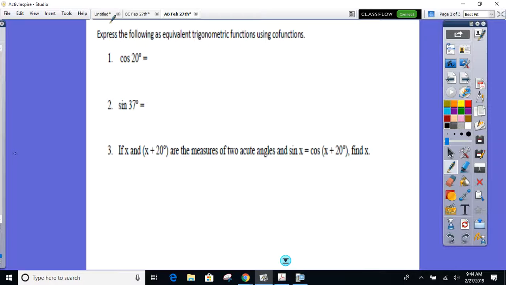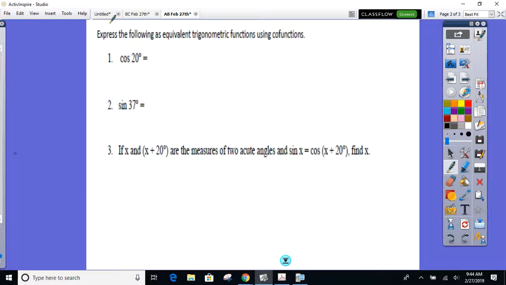The directions may be a little sketchy here. Ready? Let me clean them up for you. Express the following as an equivalent trigonometric ratio. Here's what I'm looking for. Rewrite cosine of 20 as a new ratio with a new angle. Cosine of 20 is equal to what? A new ratio, not cosine again, and a new angle.